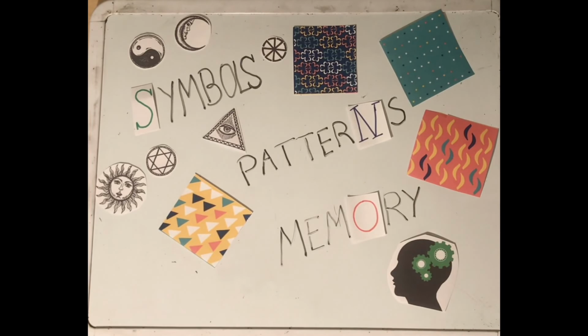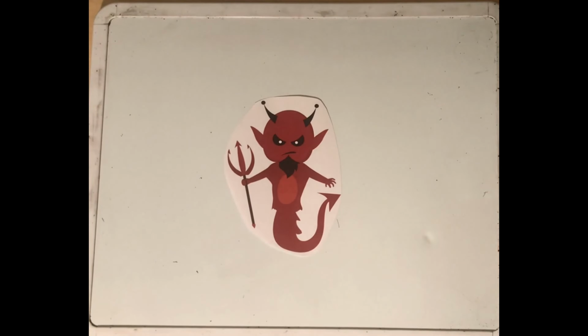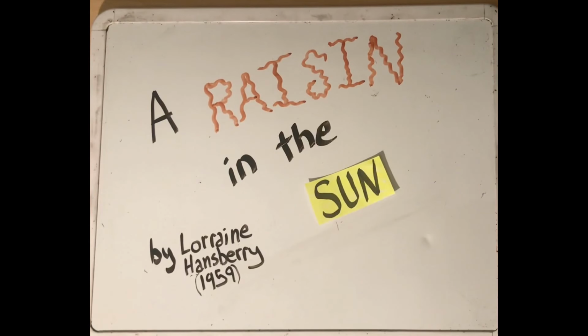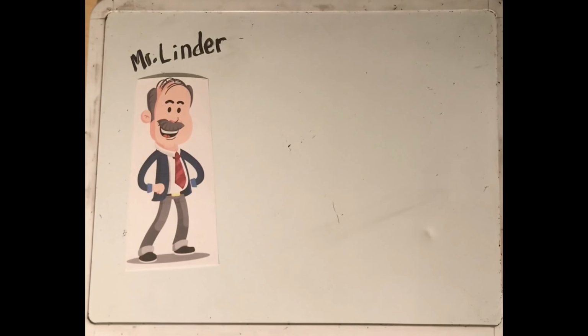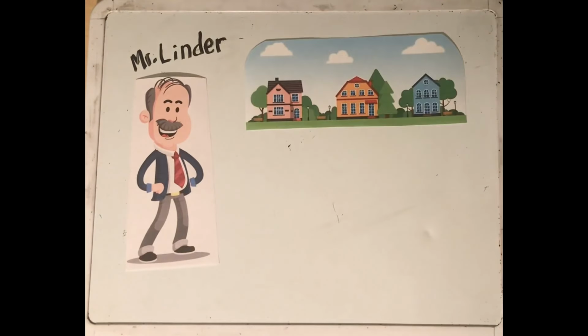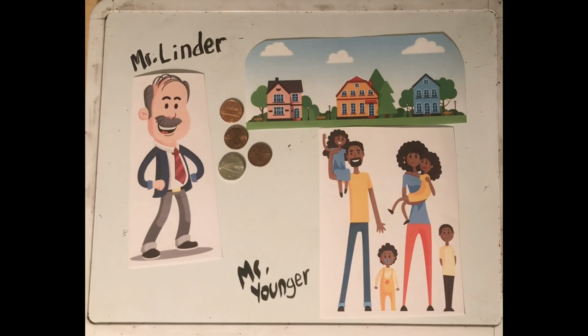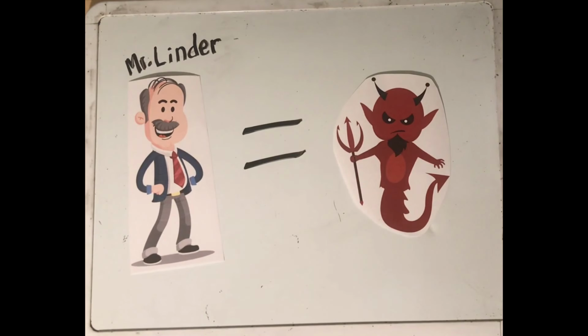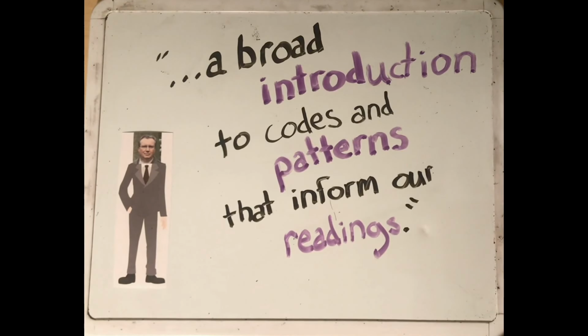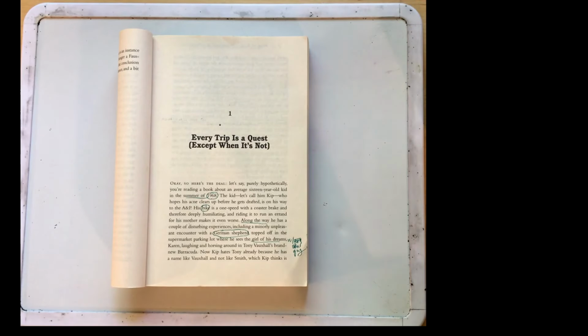Foster gives examples of what these patterns might be, like a deal with the devil, where a character must sacrifice their soul for favors. In the theatrical play, A Raisin in the Sun, a meek man, Mr. Linder, tries to rid his white neighborhood of a black family by offering the father, Mr. Younger, a large sum of money for their house. Mr. Younger must decide if he is willing to accept such a bribe at the cost of his self-respect. This illustrates how the deal with the devil trope may not appear as we expect it to, and requires analysis and pattern recognition to uncover and appreciate. The chapter ends with another statement of the purpose of the book, a broad introduction to codes and patterns that inform our readings.